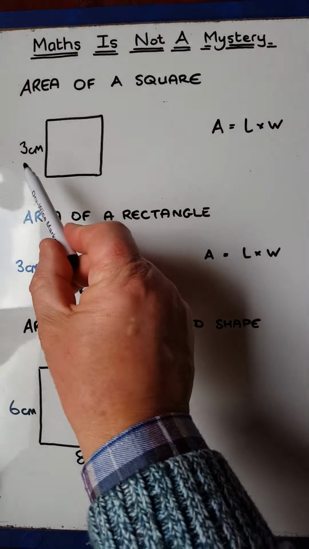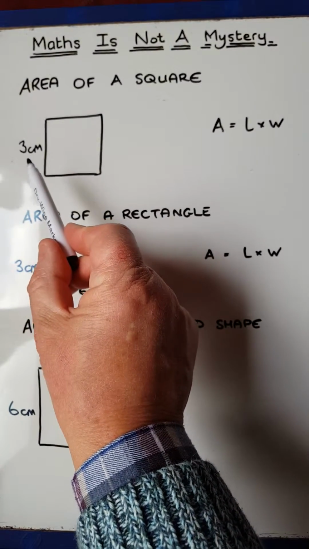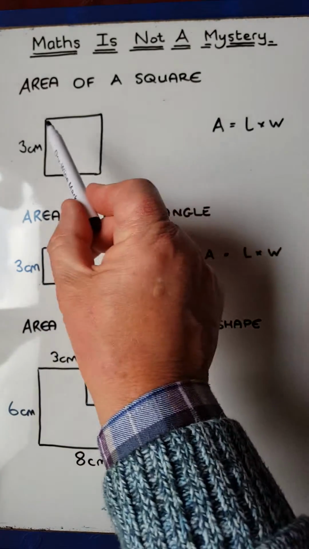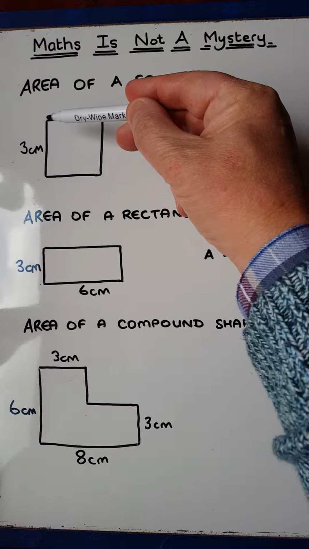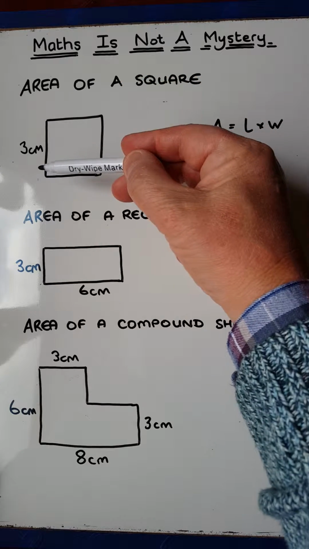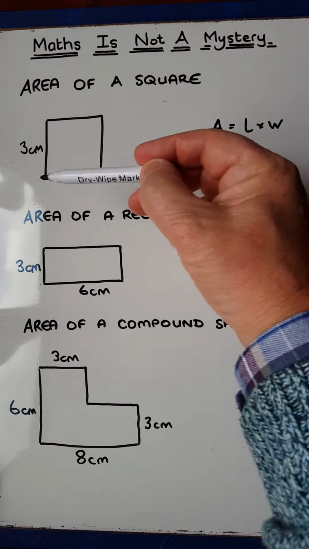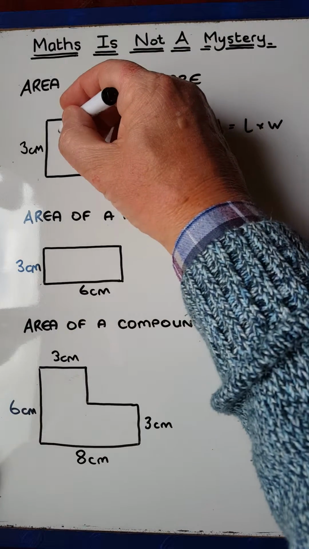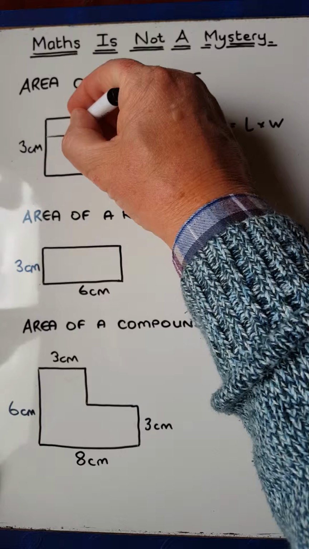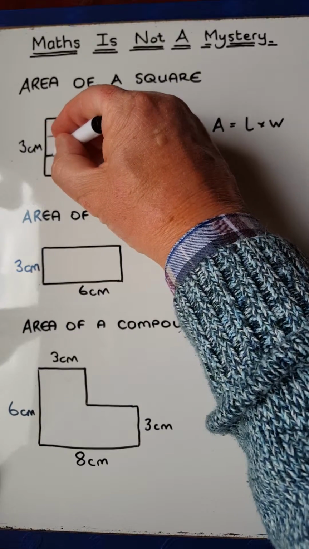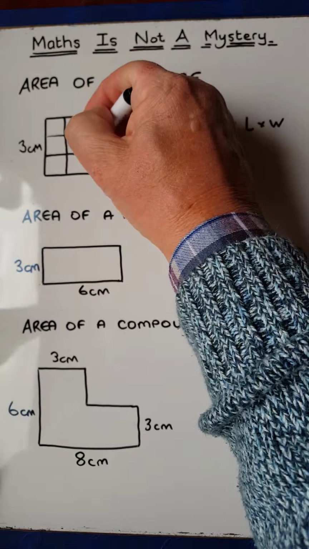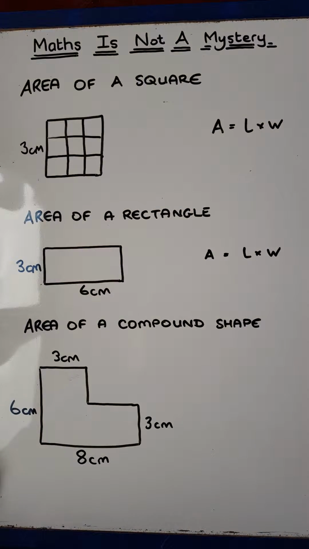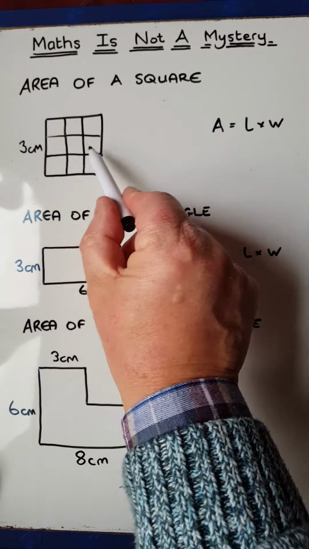Within this square, there's only one measurement written there, because a square obviously has the same size sides all the way around. So if it's 3 centimetres there, it's going to be 3 centimetres here and here and here. So it doesn't need 3 centimetres writing everywhere. Now what we really mean is that we're going to look at imagining that there are 3 lines there and 3 lines here. So we've made squares inside the big square. 1, 2, 3, 4, 5, 6, 7, 8, 9.